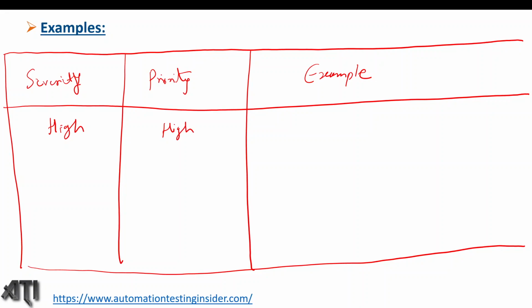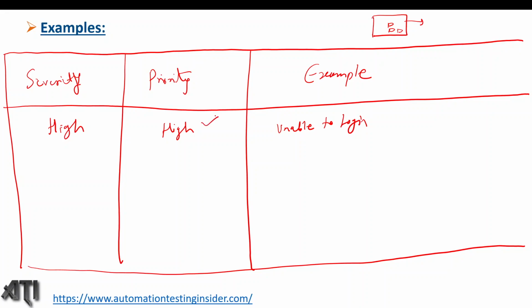So let's say we are unable to log in to the application. Let's say we are testing a website and we are able to launch the URL, and while entering the username, password and clicking on the sign in button, we are not able to get the home page. We are not able to sign in to the application, correct? So that is an example of high priority.